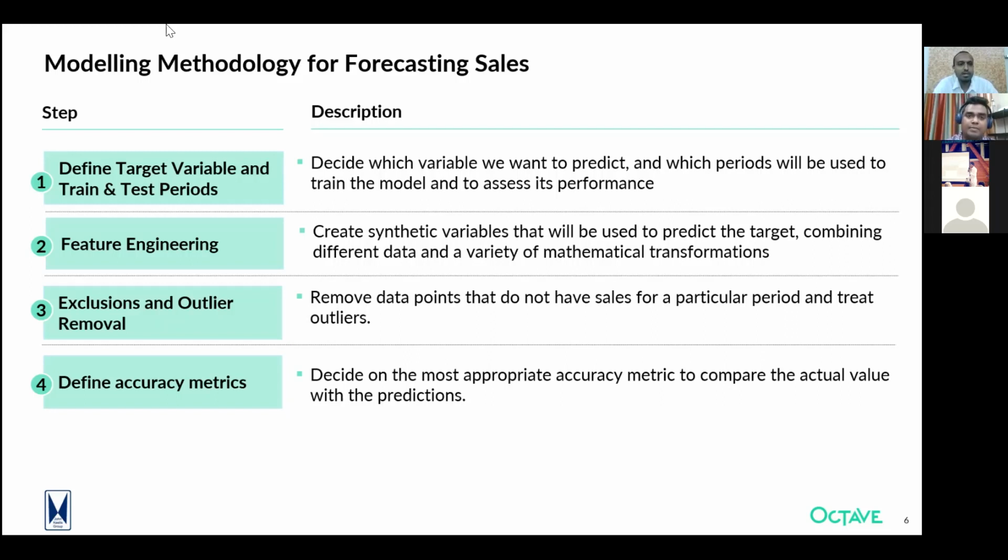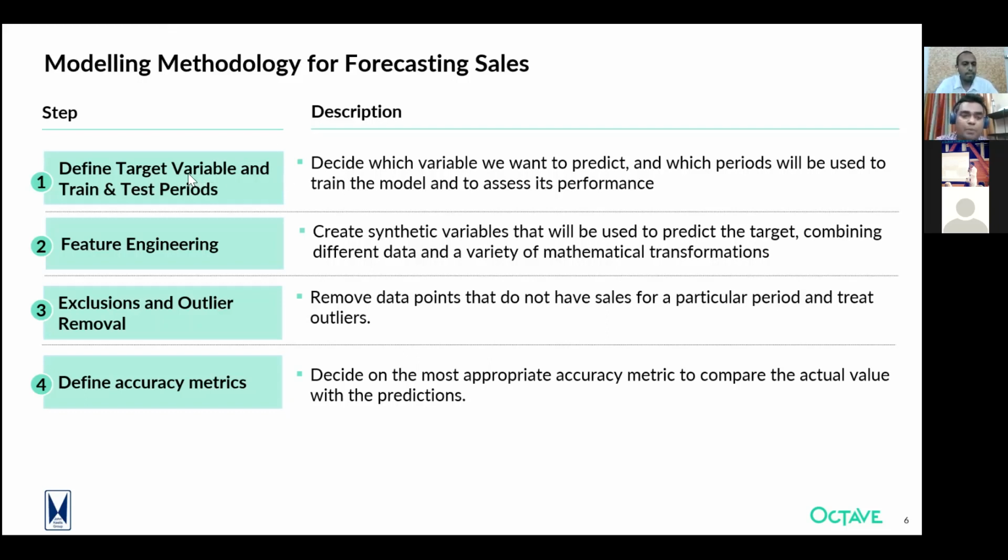So that could be the first and foremost thing you need to figure out, right? As you can see, we have some steps aligned. You first need to define your target variable, then figure out what your x variables would be, and then define, if you're training a model, what the training and testing periods would be. There are also some steps, like feature engineering, exclusions, outlier removal, and defining the accuracy metrics.